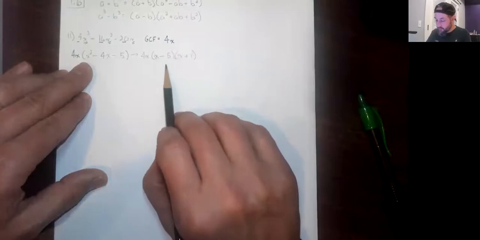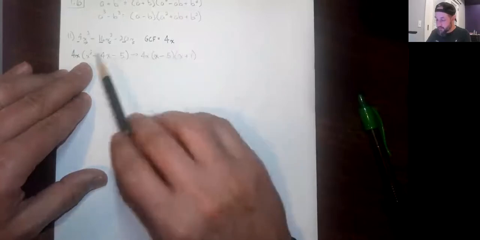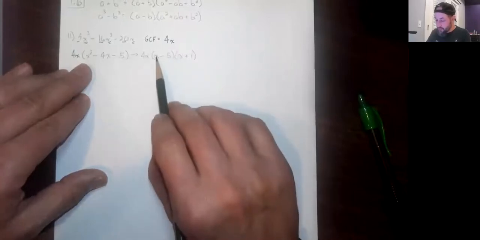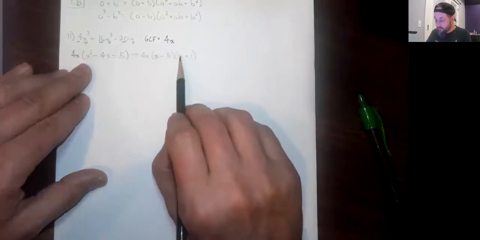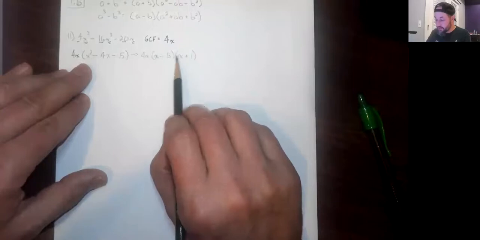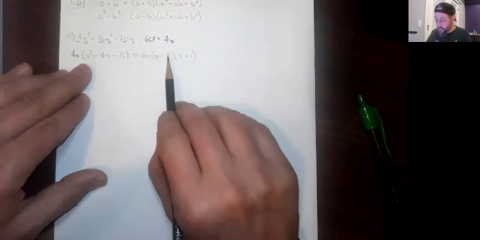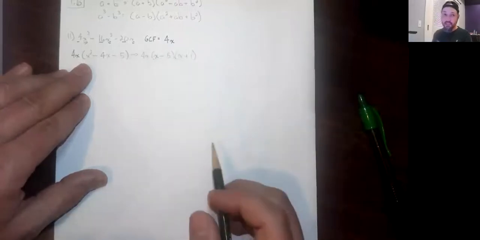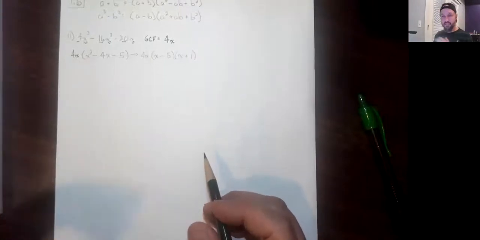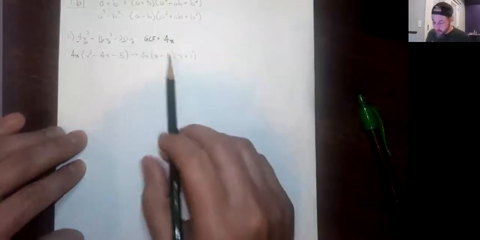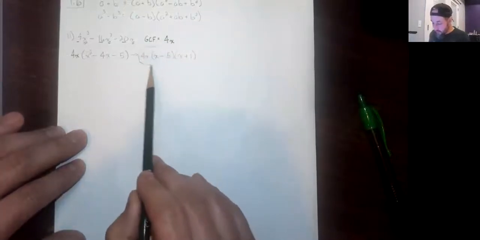I know that works because my first term here is x times x. That gives me my x squared. Then I'm going to have x times 1 is 1x. Negative 5 times x is negative 5x. The difference is negative 4x. Negative 5 times 1 is negative 5. So I pulled out a greatest common factor. Then I still had to factor the trinomial. Now that's it. We're done there.